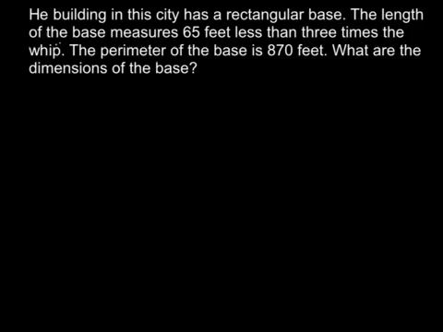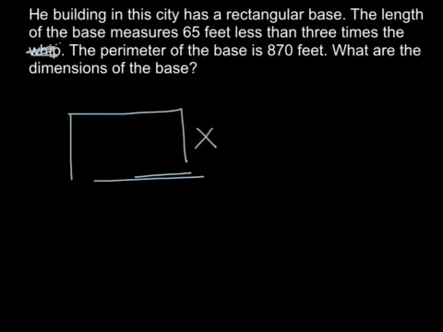All right, let's go ahead and draw this out. Here's a rectangle. And it says the length of the base measures 65 less than 3 times the width. This should be width. So if the width is x, then the length is 3 times x minus 65.